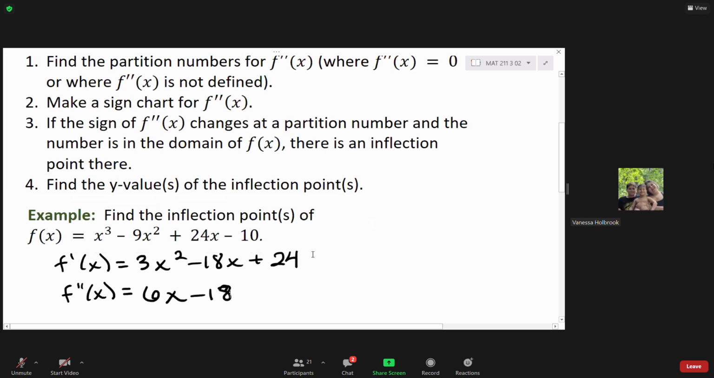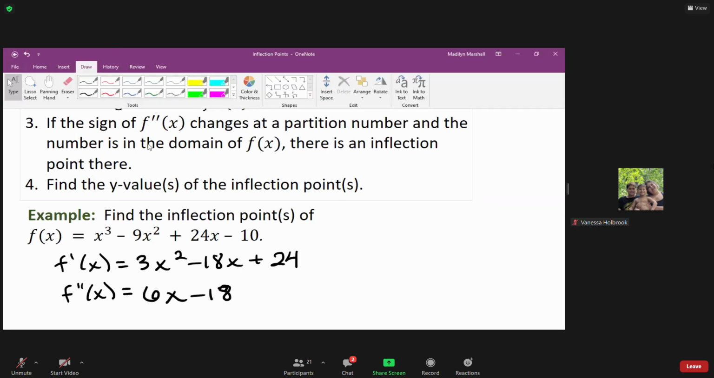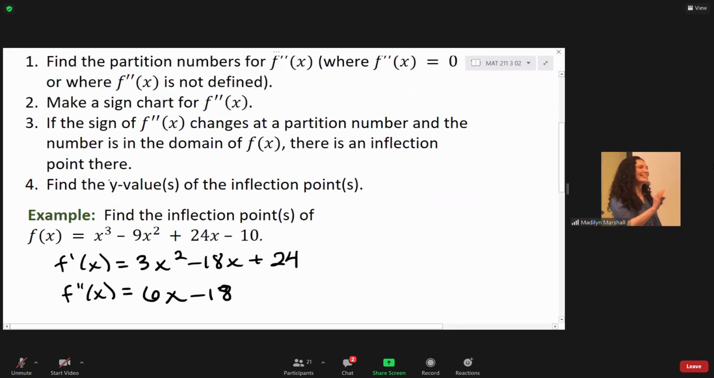I assume there wouldn't be instances where, when you take the first prime, you're only left with a constant. Is that possible? It is possible, but that won't happen if we're finding inflection points, because there would be no inflection point there. If we took the first derivative and we're left with just a constant, that's just a line. Lines are great, but we're not working with them in this chapter, so we won't see that.